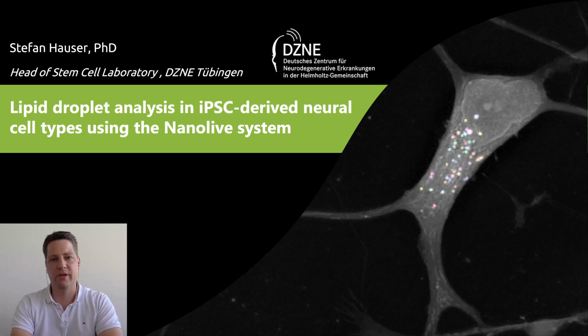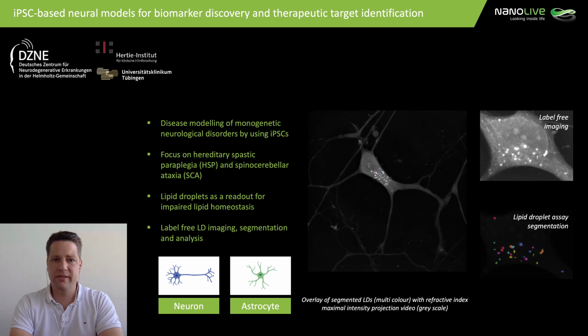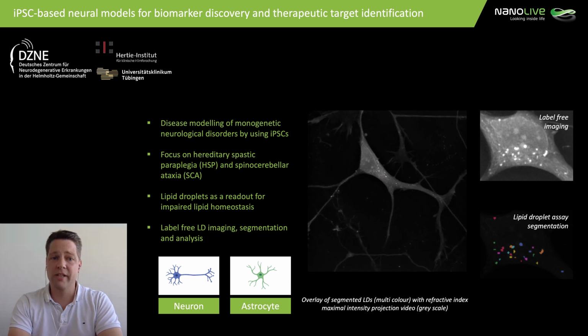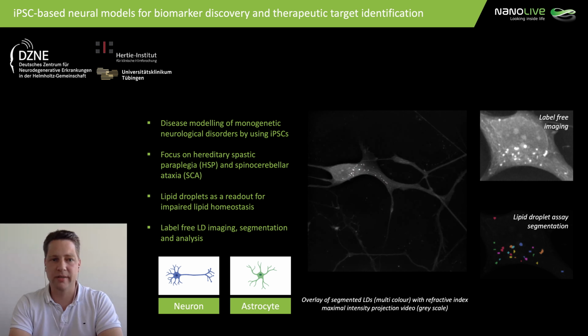Thank you for the introduction. Our lab at the DZNE in Tübingen is mainly focusing on disease modeling of rare monogenetic neurological disorders by using iPSC-derived neurons and other neural cell types. The two main diseases we are currently interested in are hereditary spastic paraplegia, HSP, which is an upper motor neuron disorder, and spinocerebellar ataxia, SCARS.